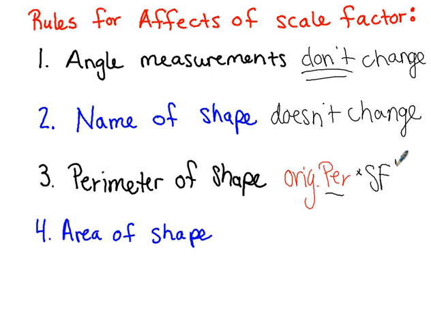Whereas when it asks us the area of the shape, how did it change? It changed by taking the original area and it got multiplied by the scale factor squared, or to the power of 2. And like I said, it helps me remember that because area is two-dimensional. It has length and width. It's measured in squares, so it's two-dimensional, so it has the two, whereas perimeter is one-dimensional, so it's measured in one.